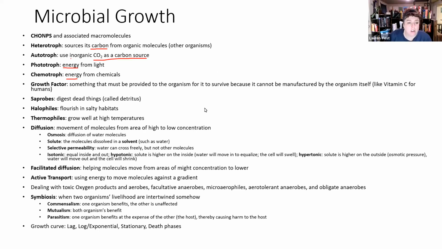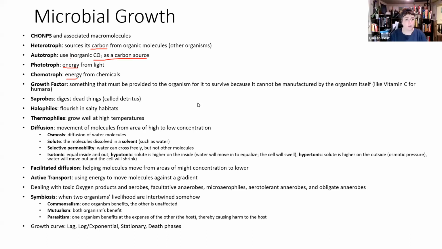Right, a growth factor is something that must be provided to organisms for them to be able to survive. So it cannot be manufactured by the organism itself. We have talked about this previously with scurvy, when we talked about vitamin C being necessary for humans. We can't make it in our bodies ourselves, so we have to have it provided to us in our diet.